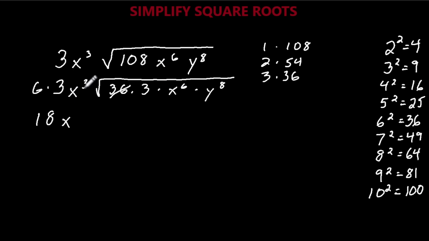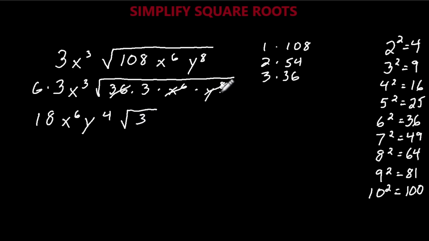Well, x to the 3rd is already out. I'm going to add the exponent, so this becomes x to the 6th. And then for y to the 8th, what I'm going to do is divide by 2, so y to the 4th would come out. So what's left under the radical is simply square root of 3. This is the final answer.